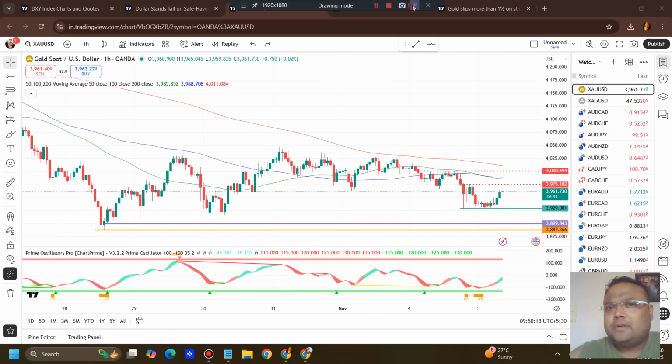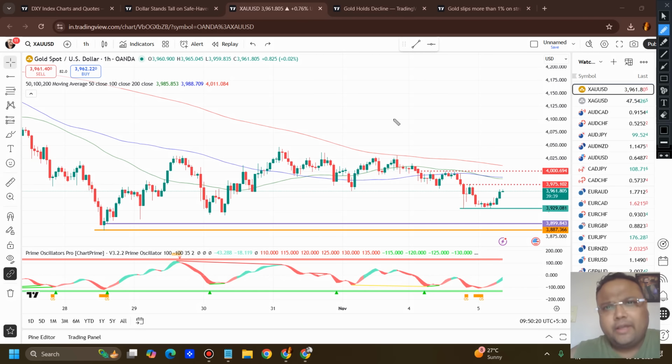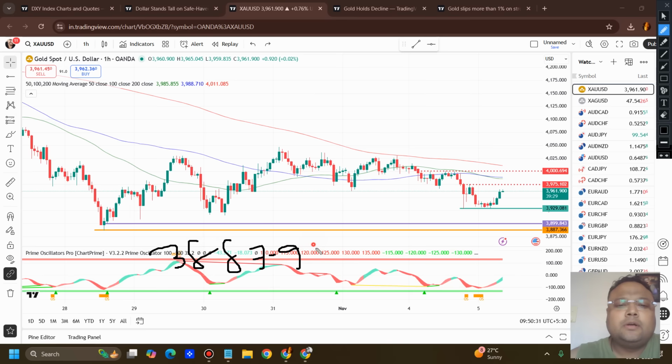If the market drops further, gold is full of surprises, anything may happen. But if the market remains like this, then as a day trader, you can expect the market to take support around 3887 to 3889, around the yellow line. We have a support zone.